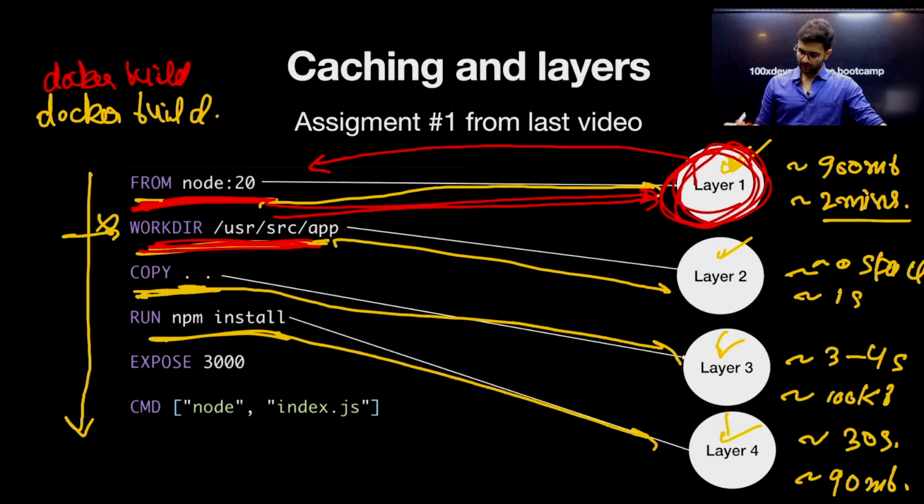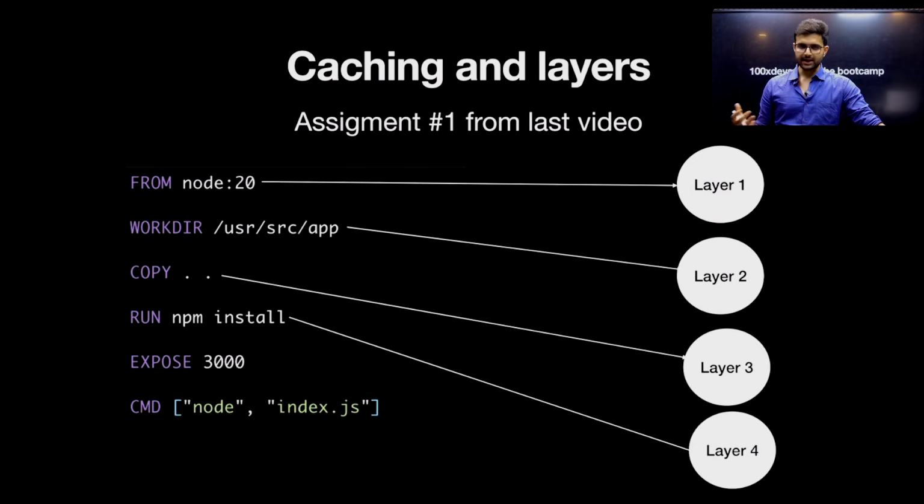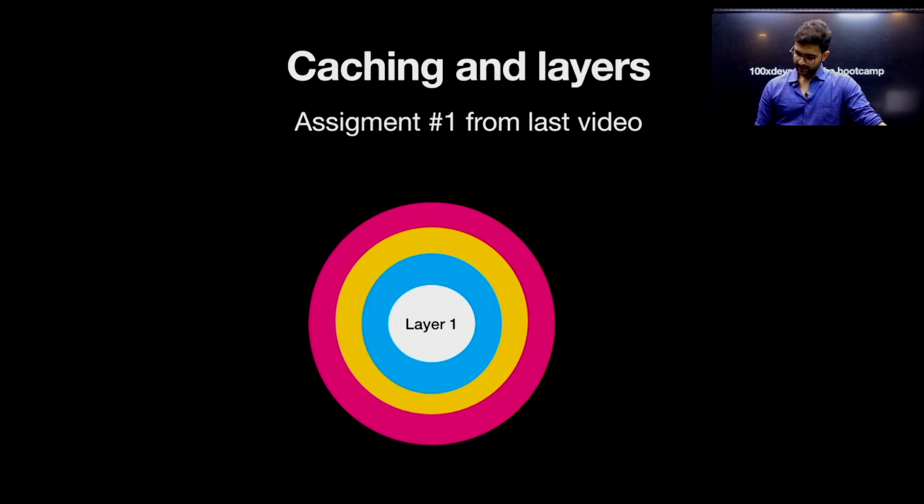This is the reason why Docker does layering, and if you want to see layering in a much more visual fashion, this is what layers look like. Layer 1 is like the central layer, which as I said is 1 GB. This layer is the Node.js image, and then on top of that you have layer 2, layer 3, layer 4. What does on top of it mean?